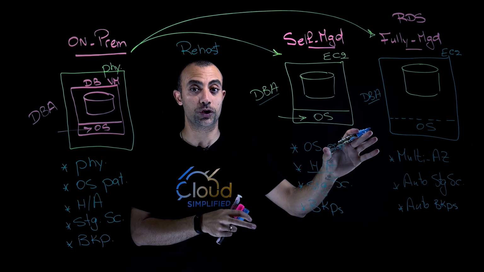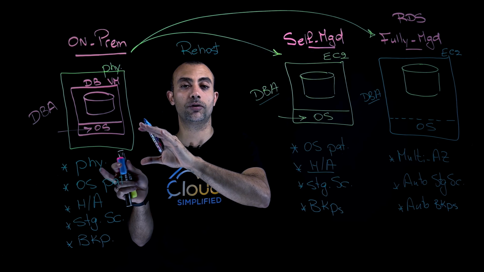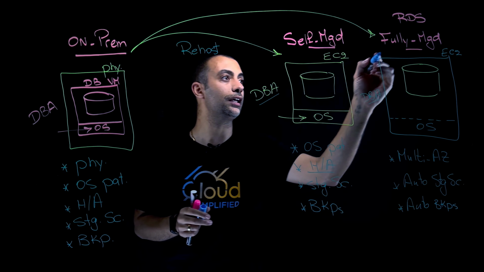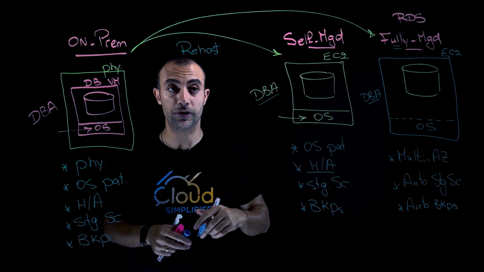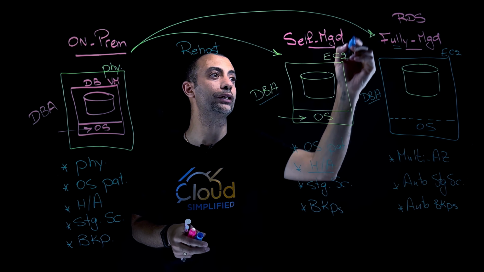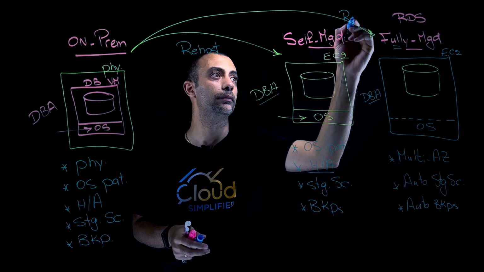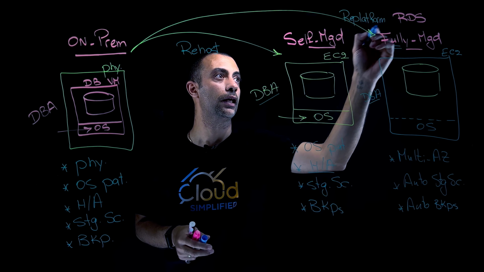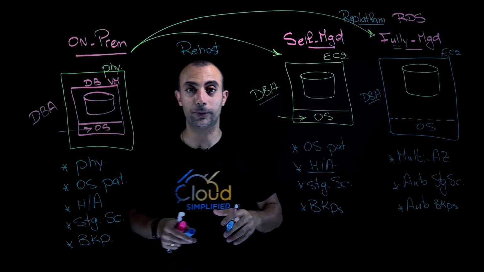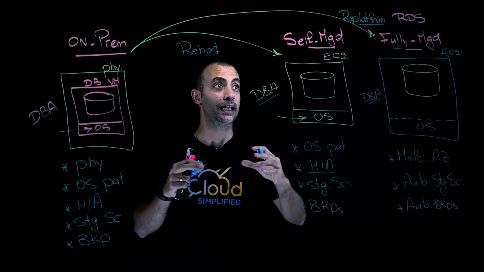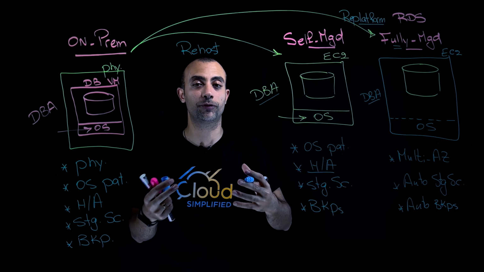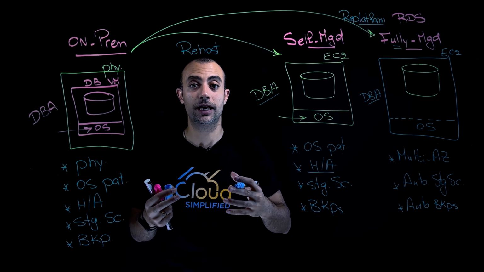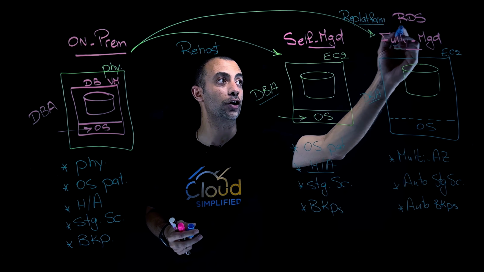But the second one, which was very interesting, is migrating from on-premise to the cloud using a fully managed service, and that's what we call re-platform. And in the re-platform, if you remember, this is where we discussed introducing a platform as a service or a fully managed service here, which is the RDS.